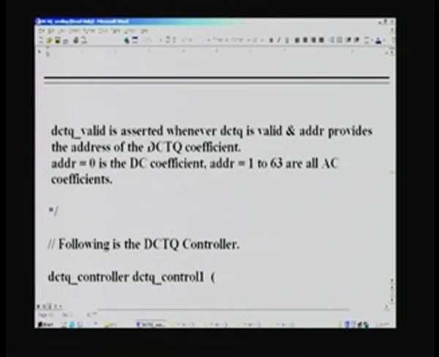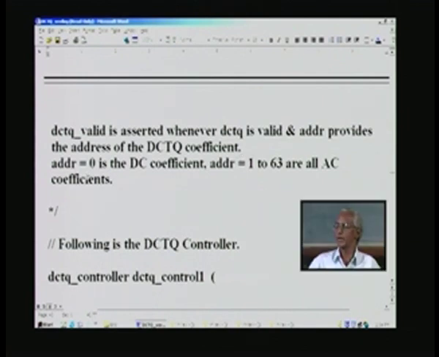So, DCTQ valid is asserted whenever DCTQ is valid, and address provides the address of the DCTQ quotient. We have seen this before. Address equal to 0 is the DC quotient, 1 through 63 are all AC quotients.